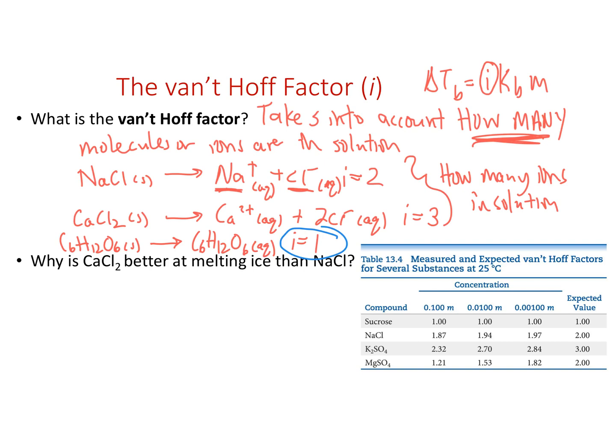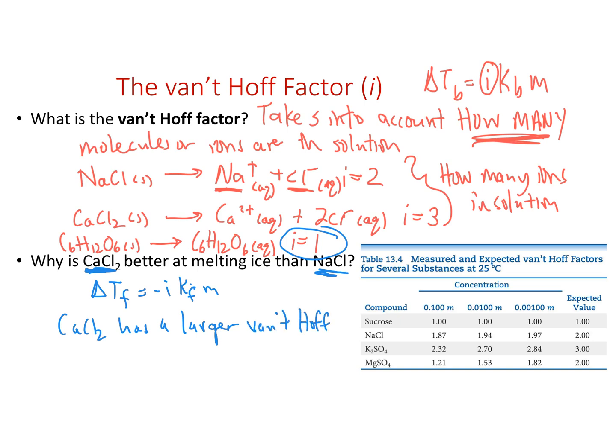So now here's a good question. Why is calcium chloride better at melting ice than sodium chloride? Our calculation would be my change in my freezing point equals a negative Van't Hoff factor times my freezing point constant times my molality. So why do we use road salt that's calcium chloride and not sodium chloride? Why do we use calcium chloride in the winter and not sodium chloride? Well, the answer is because calcium chloride has a larger Van't Hoff factor.